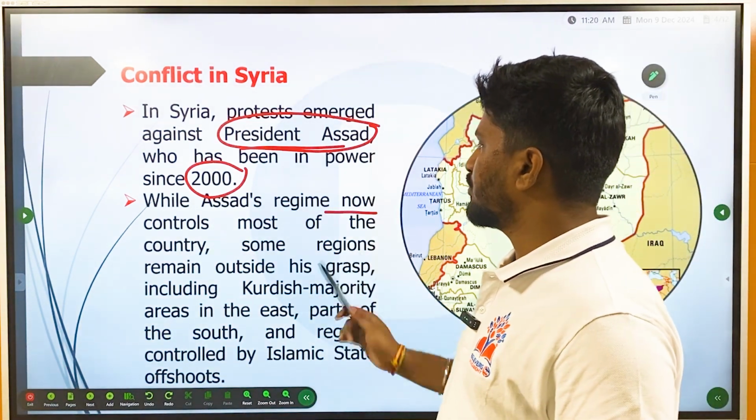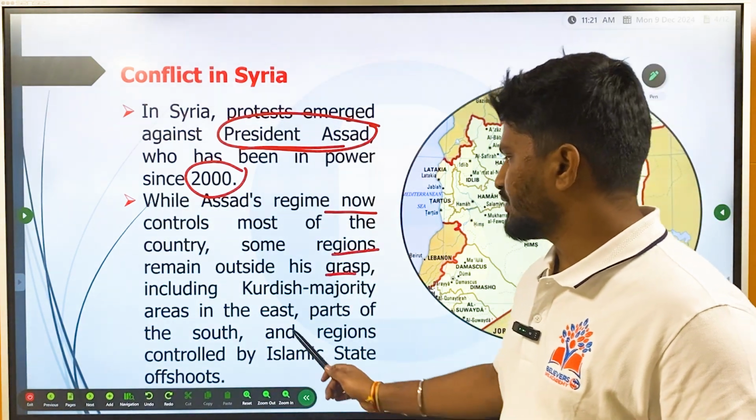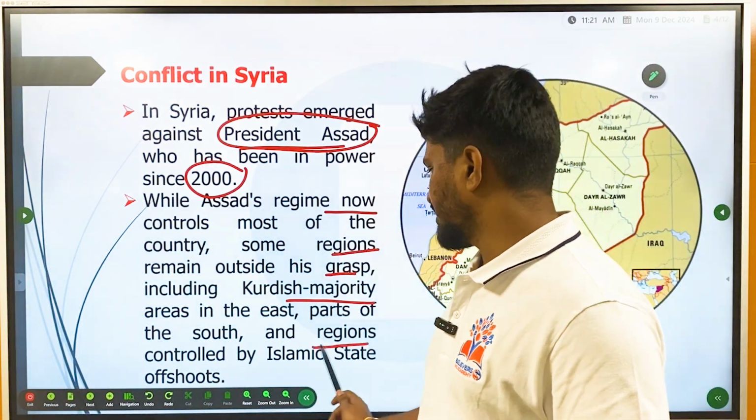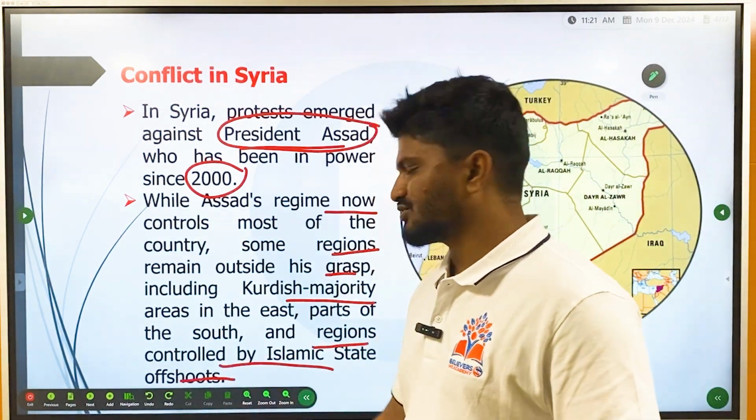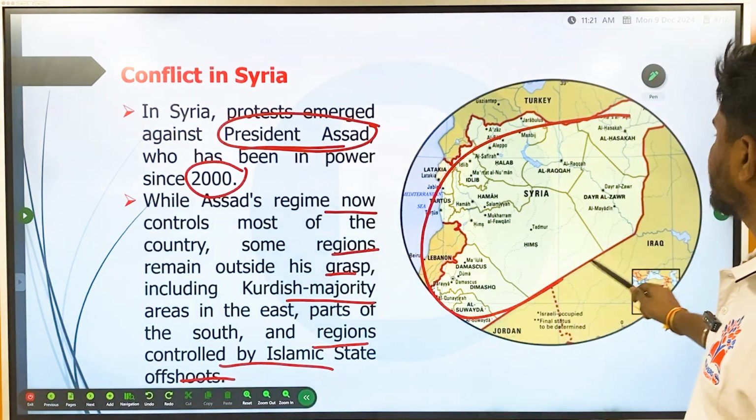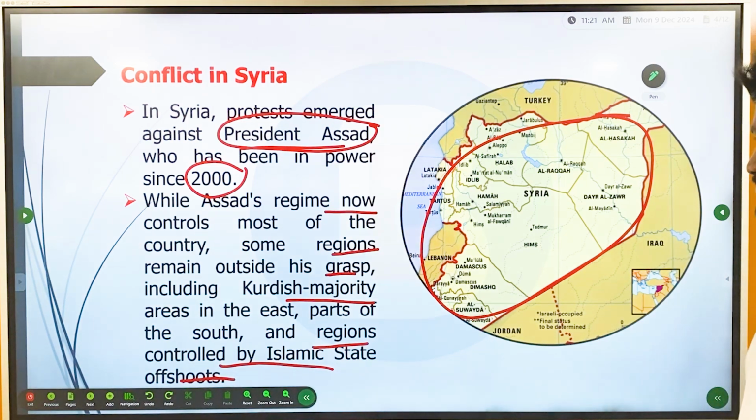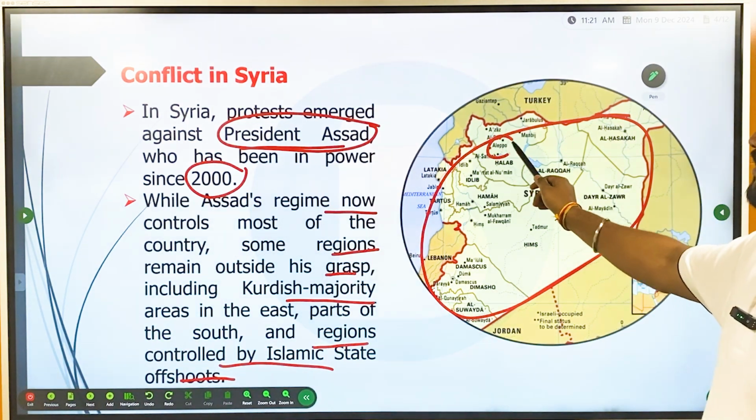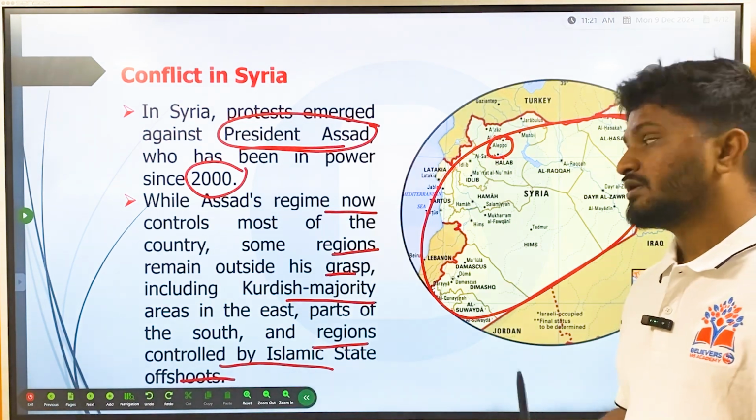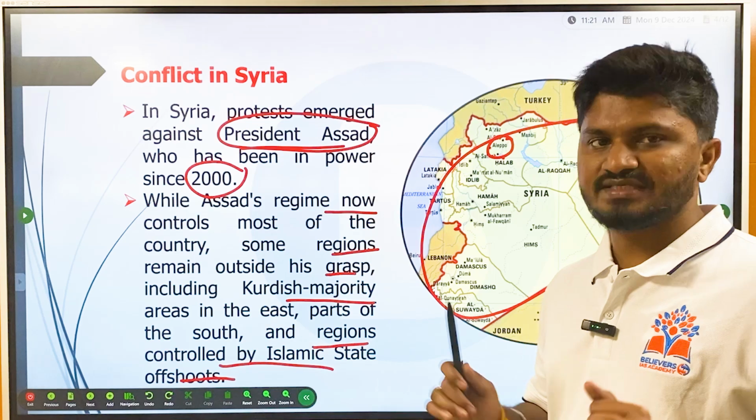While Assad's regime now controls most of the country, some regions remain outside of his grasp, including Kurdish majority areas in the east, parts of the south, and regions controlled by Islamic State offshoots. Okay, so if this is Syria, not all parts of Syria are under the control of the government. Aleppo, the Halab region, and the Idlib region are under the control of rebel groups. So he doesn't control the complete territory of Syria.